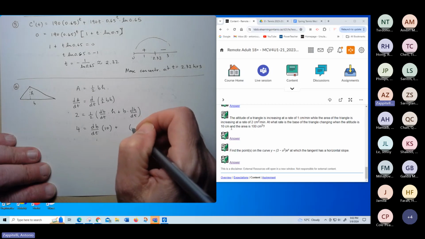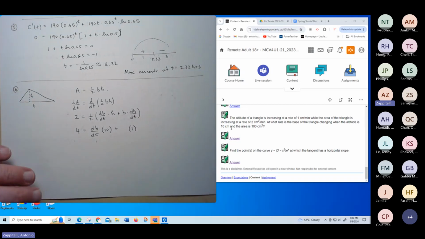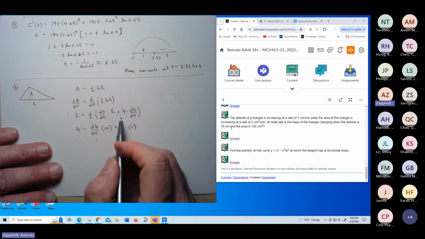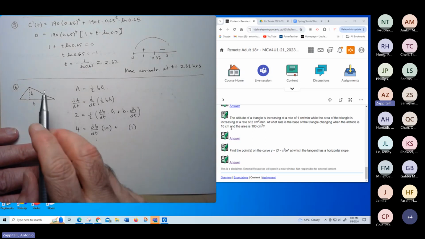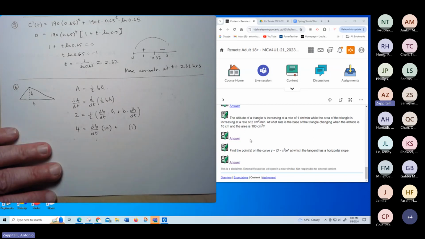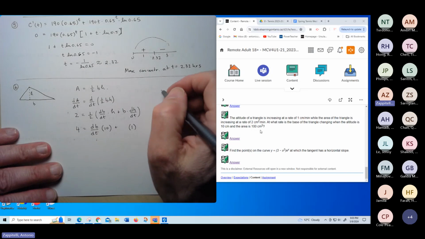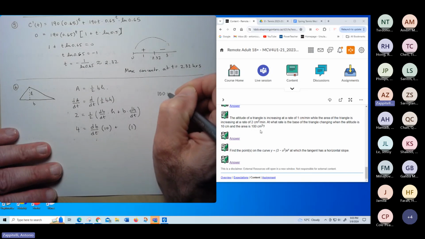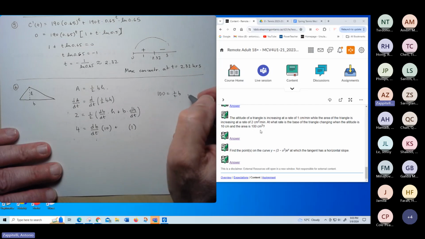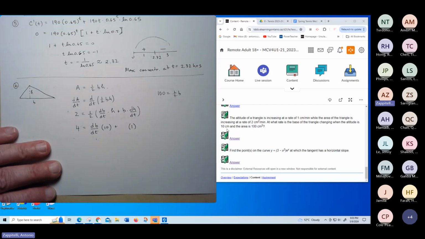It's just changing at 1 centimeter per minute. But now this is where we have a bit of a problem. We need to know what the base is at this moment in time, but they didn't give us the base. However, they did tell us that at that moment in time, the area is 100. So I'm going to be able to calculate the base, because if the area is 100, I don't know the base, but I know the height is equal to 10 at that moment in time.